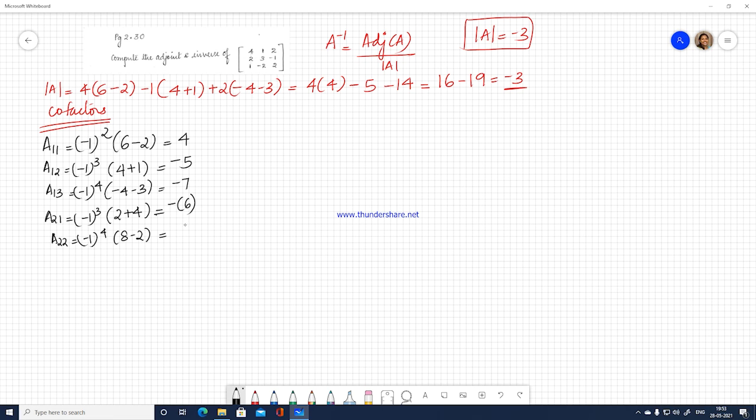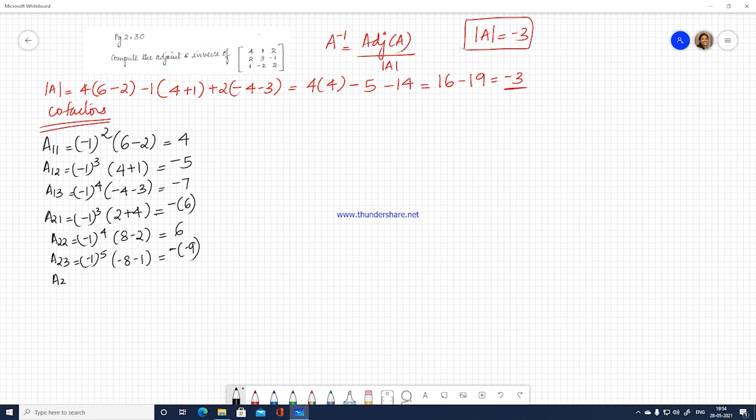8 minus 2, that is 6. Then A23 is equal to minus 1 raised to 5. Cover this row and the column. So it is minus 8 minus 1. So it's minus 9. So minus of minus 9.